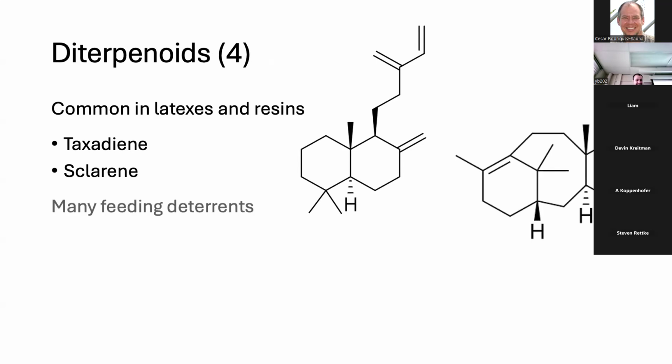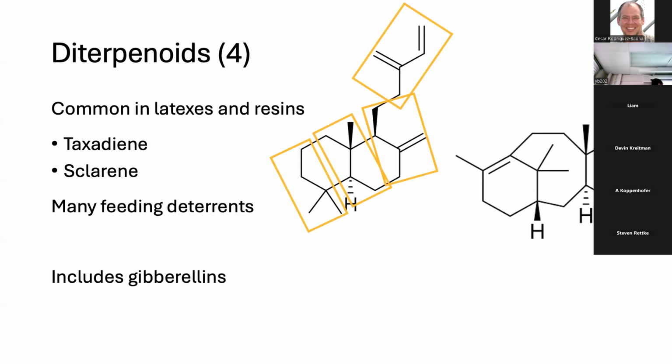If we look at the actual function of these big molecules, or bigger molecules rather, in latexes and resins, these cause a lot of feeding deterrence in insects. These also include some of the primary metabolites like gibberellins. But here we have each isoprene unit, right? Beautiful.